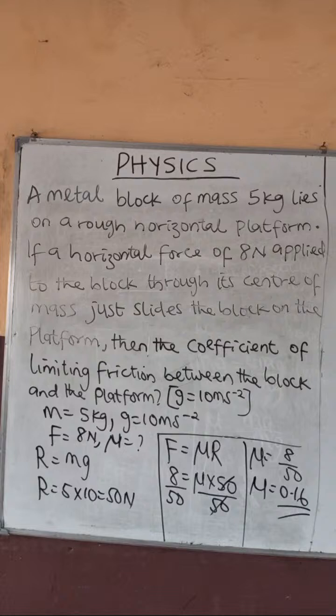How will you know that you make use of g? Now, if you are given mass and you are asked to find the reaction, the reaction is equal to mass times g, and g is acceleration due to gravity. That's why I told you that the weight of the body is acting down. So you must find the reaction, which is the same thing as the weight.